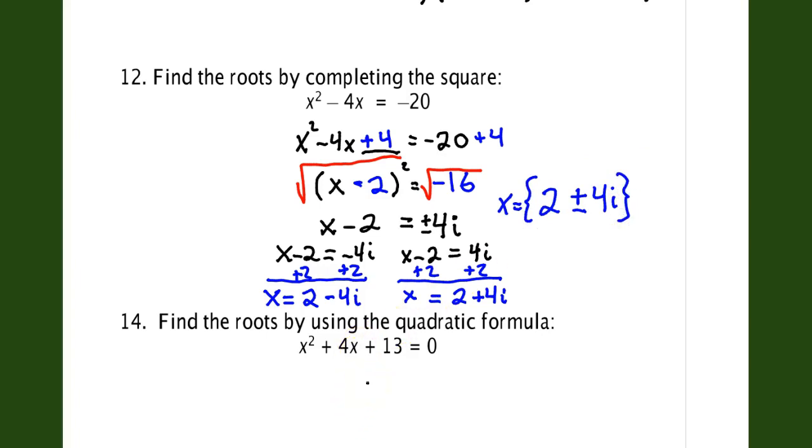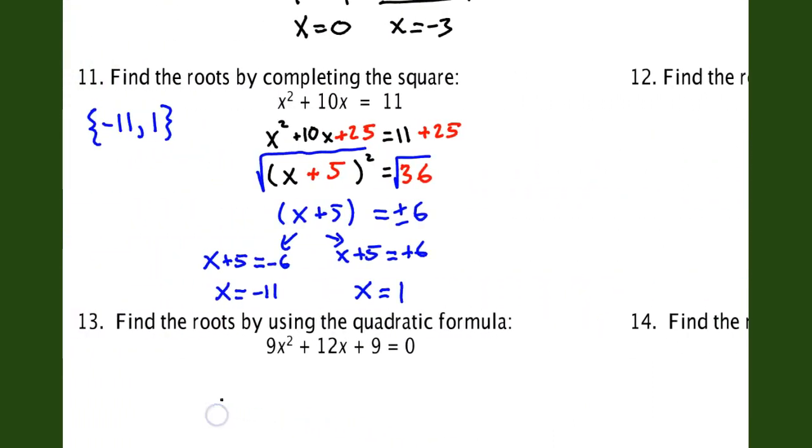Now, because these are imaginary roots, we are not going to be able to factor this if we tried, because we have those imaginary roots, and the graph would not have any x-intercepts. So if we don't have any real roots, it means there are no x-intercepts if we graph this.